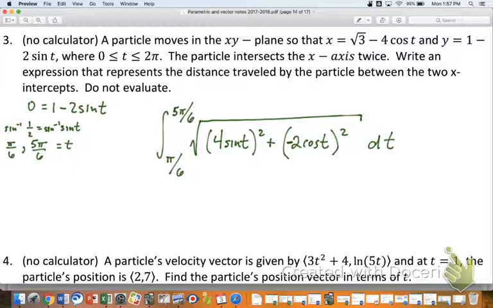I need to make sure my window is sized right. Okay. Any other questions on that one? Alrighty. So then number 4.